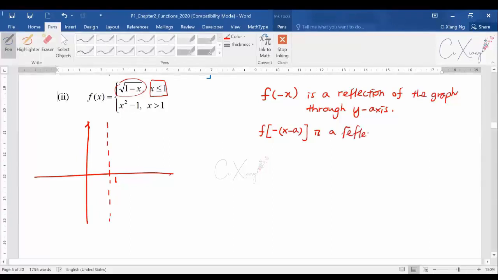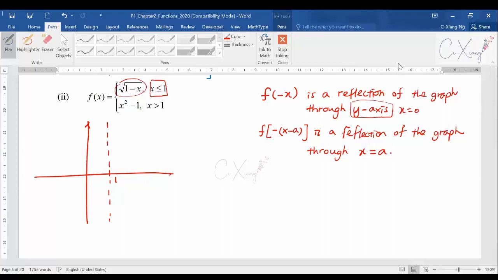Sorry, a reflection of the graph through the line x equals to a. Actually, these two have the same concept, just that for the y-axis, it is actually x equals to 0. But now if your negative is inside the basic shape and also has a line like this, x minus a, then generally it reflects left and right also, but it is through the line x equals to a. We didn't discuss this one, so we are going to apply it here.